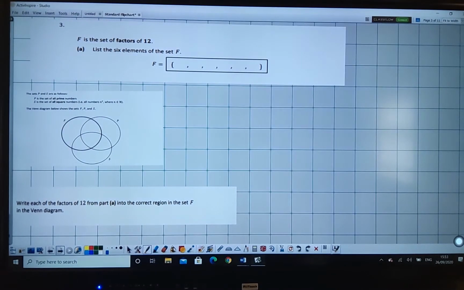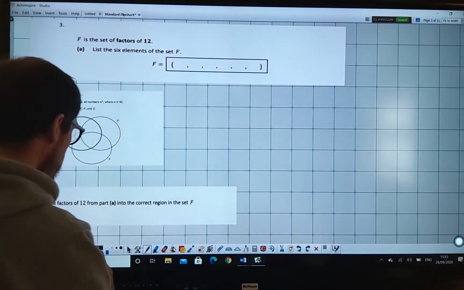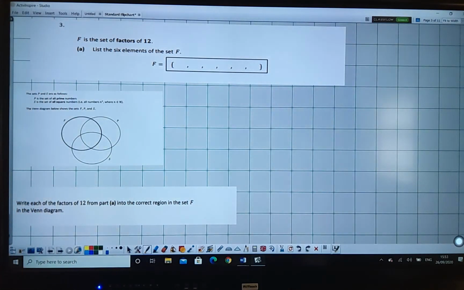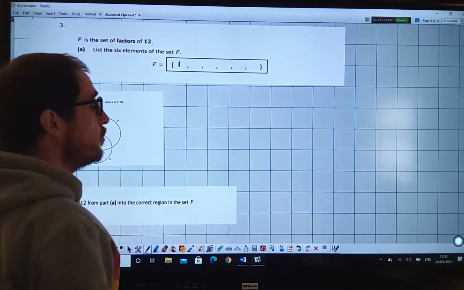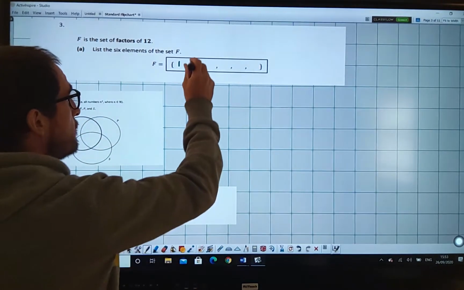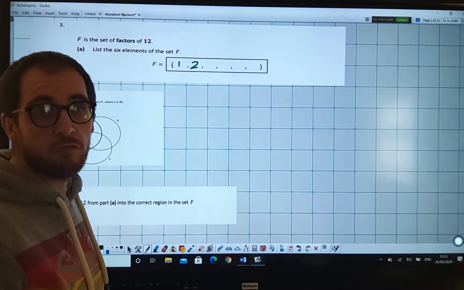Now, question 3. F is the set of factors of 12. So the factors of 12 are numbers that divide evenly into 12. So go through all the numbers up to 12. Does 1 go in? Yep. There's 2. 2 goes in 6 times. Yep. There's 3.